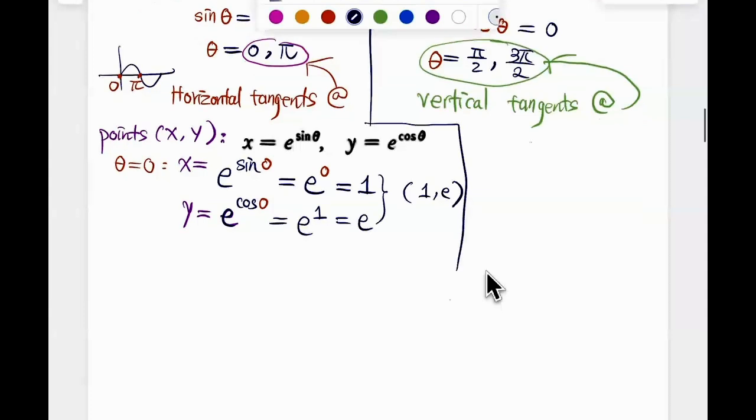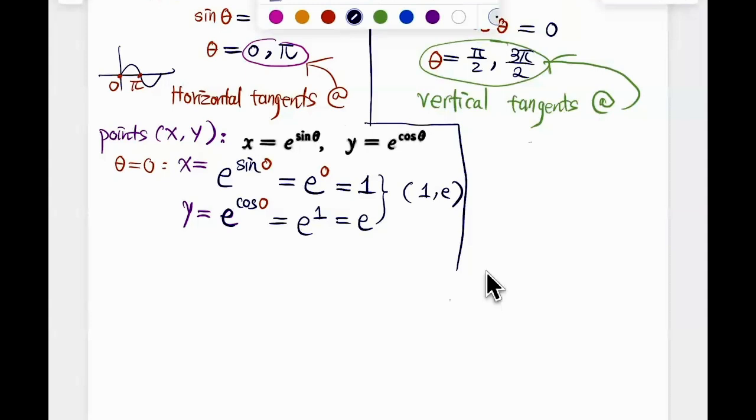Okay, and then similarly, oh my gosh, is that a flash? Oh my goodness. Okay, okay.